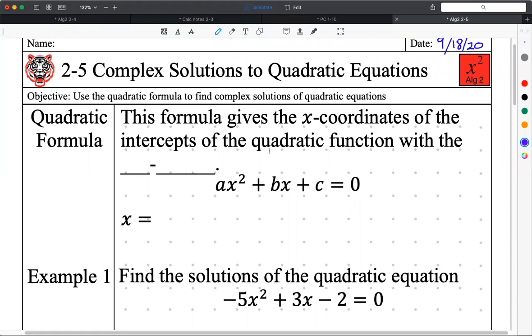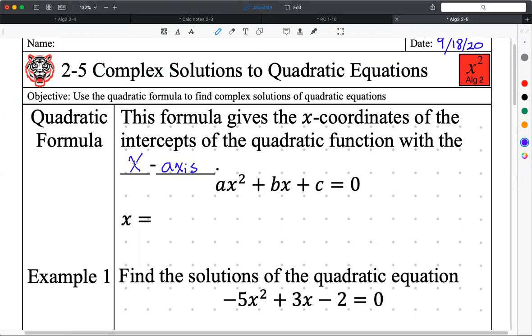This formula gives the x-coordinates of the intercepts of the quadratic function with which axis? It's some axis. Anyone want to take a guess as to which axis I'm talking about? It intersects which axis and where? It gives you the x-coordinates. That should give you a hint. Yeah, Charles? Is it the x-axis? The x-axis, yeah. Because if it was the y-axis, it would be 0, right? The x-coordinate of the y-axis is always 0. That's pointless information.